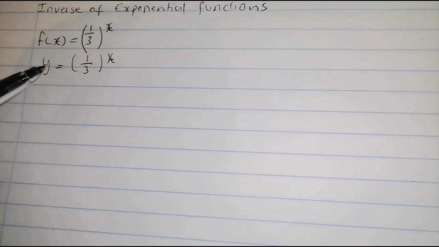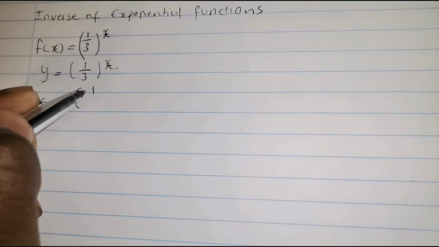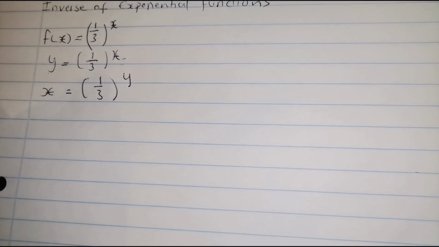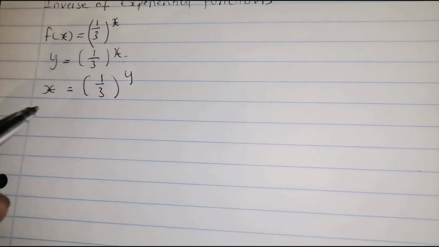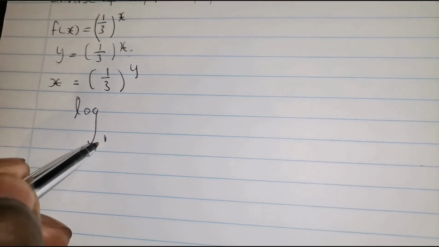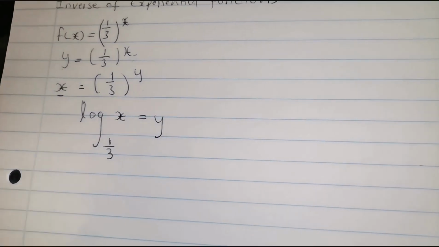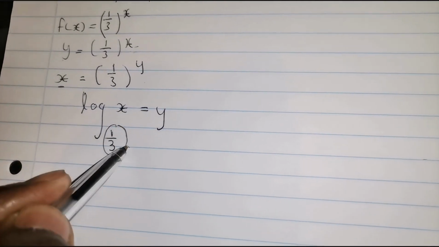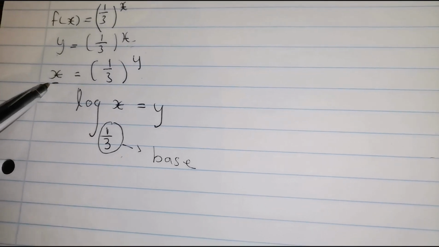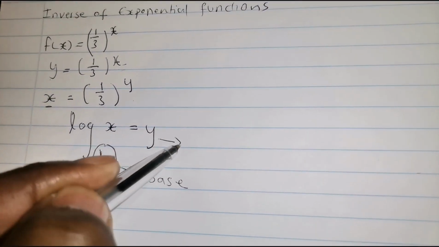Perhaps you did the inverse, but first things first, you swap x and y values. Where you see x, you put in y. Where you see y, you put in x. Simple. So let's do that. x equals (1/3)^y. Then we apply the logarithm: log base 1/3 of the number equals our exponent. Basically 1/3 is our base. When you bring it back to the exponential form, our y is our exponent.